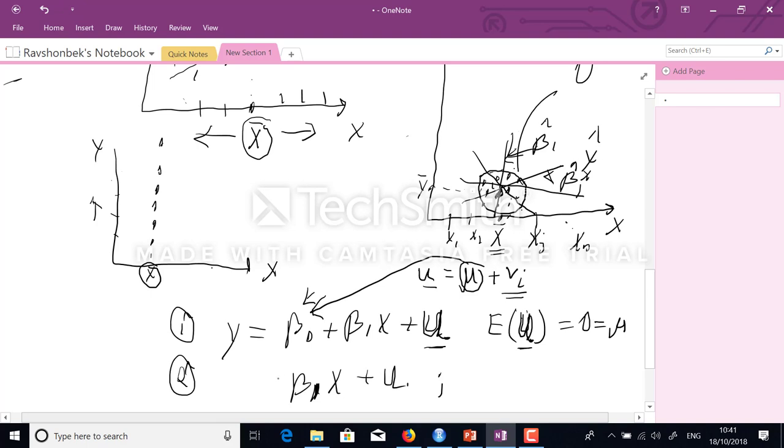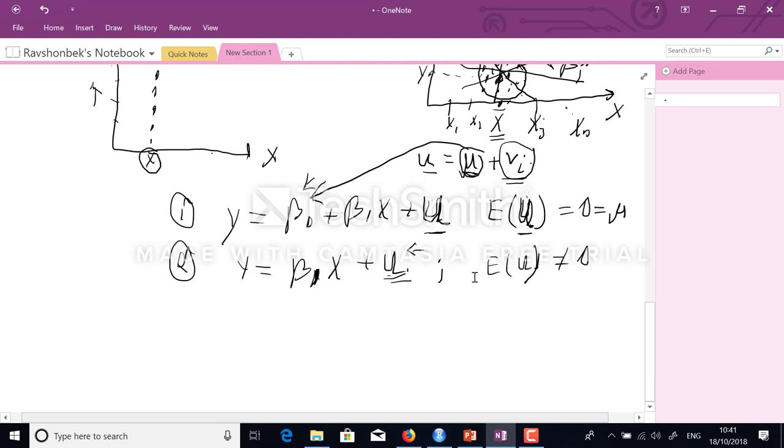Now, look at the second equation here. Beta 1 x plus u. Here, there is no beta 0, so u retains its actual mean value. So it may not be the case that the expected value of u equals 0. It may not be, because there is this constant mean that doesn't cancel out. This may cancel out, this may become zero. But this is a constant, remember? Let me show you with this. You can say u absorbed beta zero.